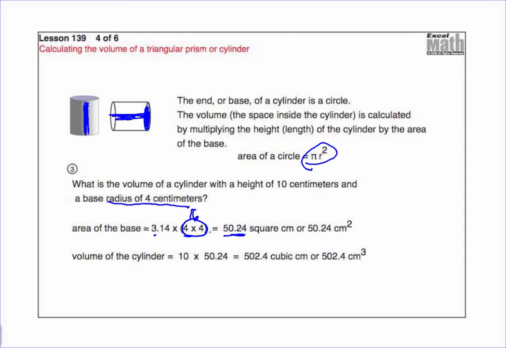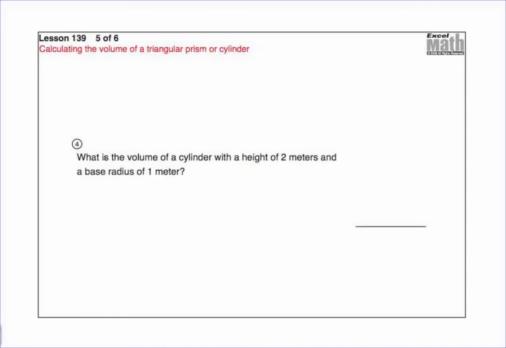Then you multiply that times the height, and on this problem the height is 10. That's really easy to multiply. You just move the decimal point over one spot to make the number bigger, and it's 502.4 cubic centimeters. If I went too fast for you, back up the video, watch that part again. All right, pause the video, try this one on your own, and then turn it back on when you're ready for the solution. What is the volume of a cylinder with a height of 2 meters and a base radius of 1 meter? Oh, this is so easy.